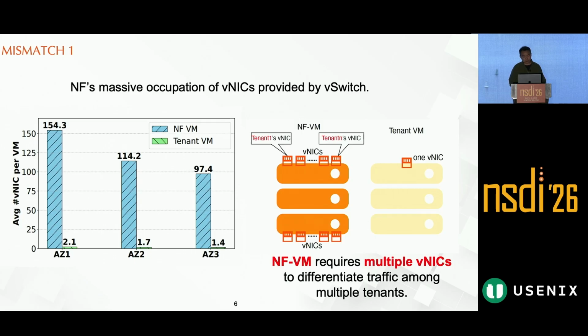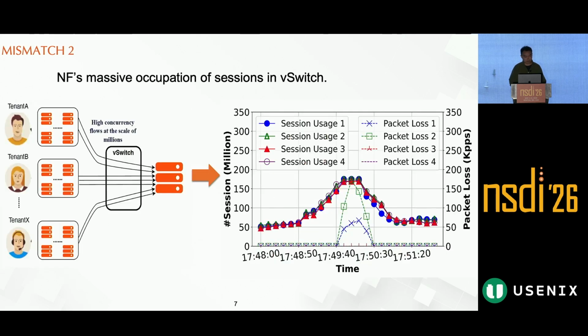The VNIC quota limit is not a hardware bottleneck but an economic design constraint. Smart NIC storage resources are limited. Each server can support only about 4,000 VNICs, and allocating more to NF VMs would directly reduce tenant VM density and per-server revenue.